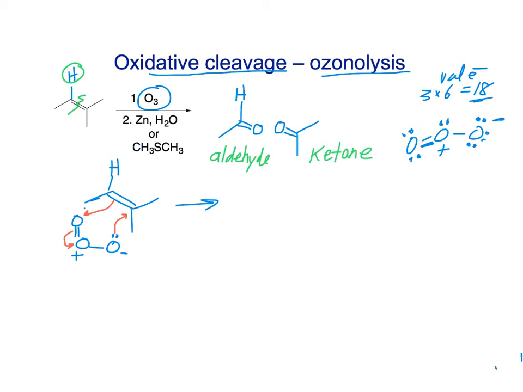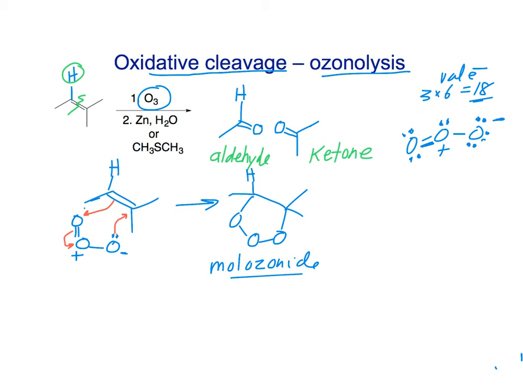What do we get when we do that? Okay, so we have our methyl and our H. We have an oxygen, oxygen, oxygen, and here are these other two methyl groups. All right, so it's overall neutral at this point. This is called the molozonide. I don't know why. I didn't make it up.